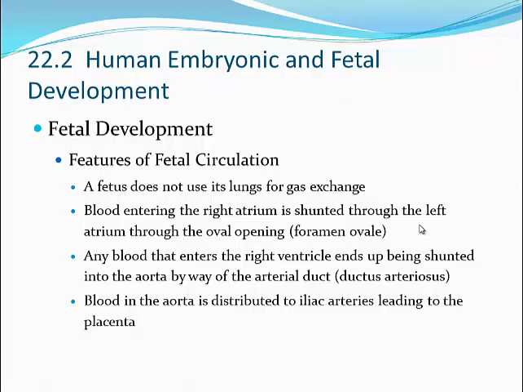circulation provides nutrients and oxygen for the baby, as well as removes the wastes. The fetus does not use its lungs for gas exchange. Blood entering the right atrium is shunted through the left atrium through an oval opening known as the foramen ovale. Any blood that enters the right ventricle ends up being shunted into the aorta by way of the arterial duct, or the ductus arteriosus. Blood in the aorta is distributed to the iliac arteries, leading to the placenta.